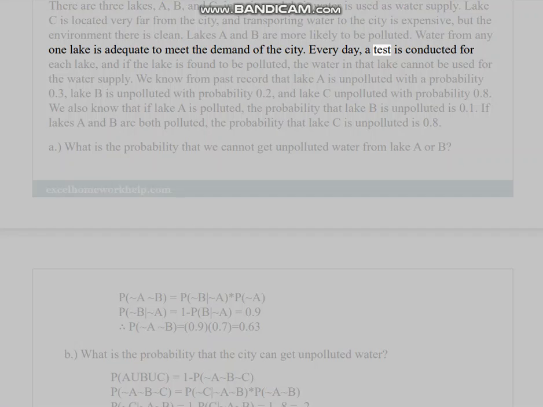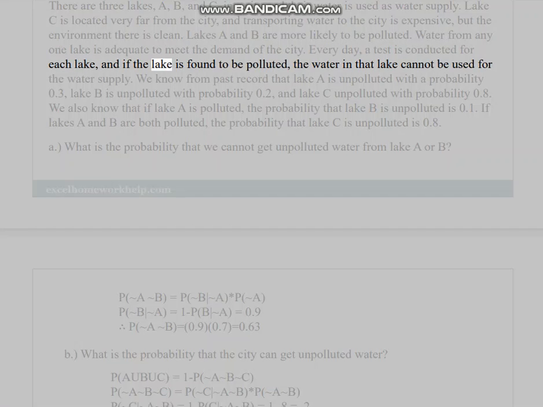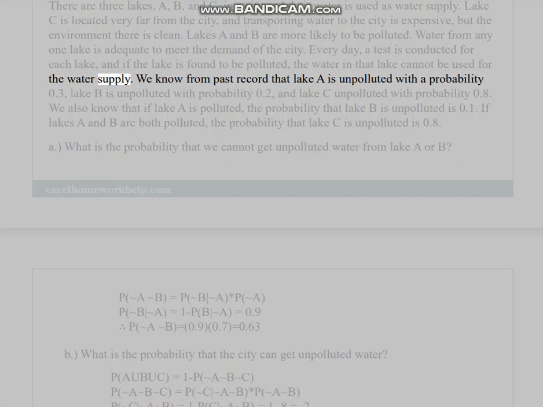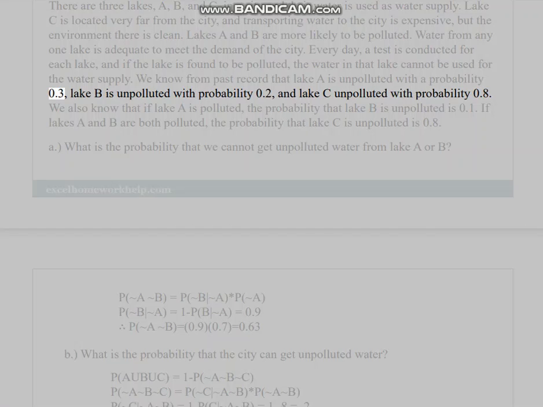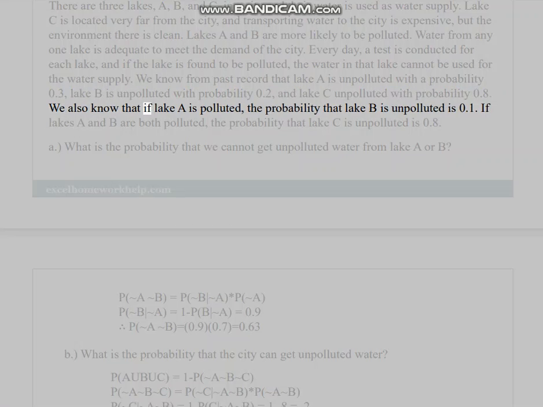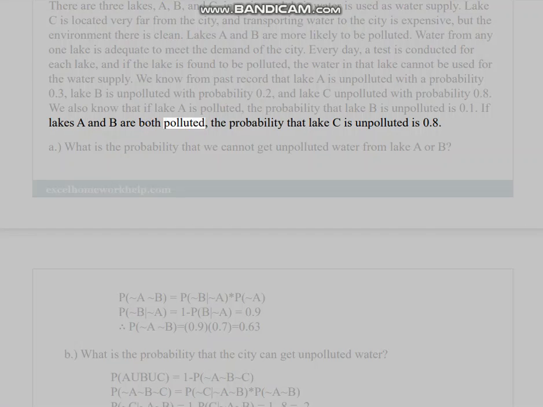Every day, a test is conducted for each lake, and if the lake is found to be polluted, the water in that lake cannot be used for the water supply. We know from past record that Lake A is unpolluted with probability 0.3, Lake B is unpolluted with probability 0.2, and Lake C is unpolluted with probability 0.8. We also know that if Lake A is polluted, the probability that Lake B is unpolluted is 0.1. If Lakes A and B are both polluted, the probability that Lake C is unpolluted is 0.8.